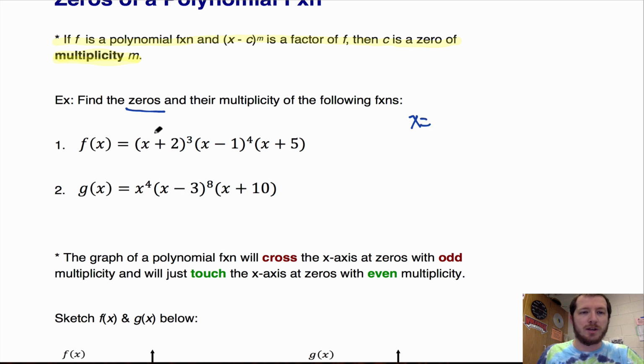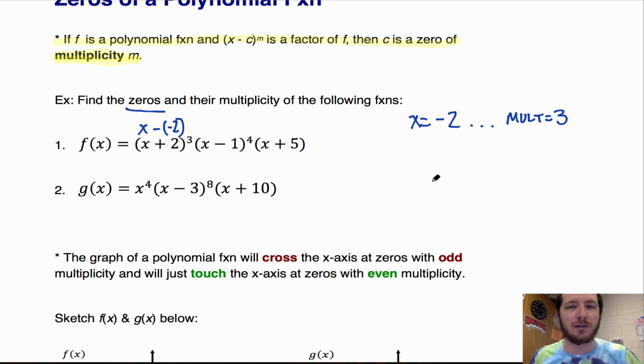So the first one, if we convert this to subtraction, we've got x minus negative 2. So our first one's going to be negative 2. We're going to have a root at negative 2. And the multiplicity of that root is going to be 3, because that is the exponent of that factor. Again, this only works when you're in factored form, not in standard form. Your second root is going to be a 1, taking that from our second factor. And its multiplicity is a 4.